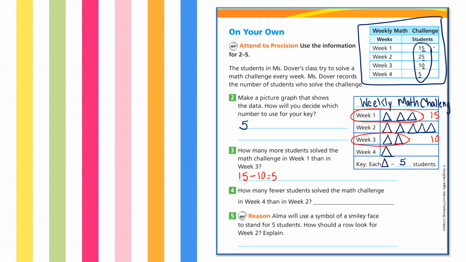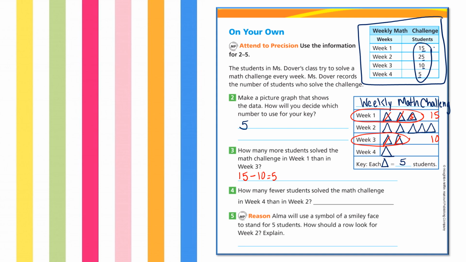I can also go ahead and look at my picture graph and use the symbols to help me. Well, they each have 2 whole triangles. So if I cross those off, I can find the difference. I can find what's different between the 2 weeks. And the difference is that week 1 has 1 more triangle. And that 1 more triangle is representative of 5 students. So week 1 has 5 more students than week 3.